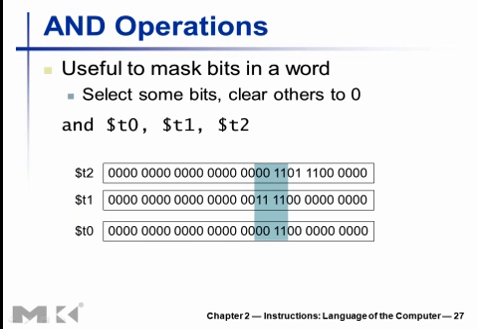First, let's take a look at the AND operation. This is useful to mask bits in a word. You can select some bits and clear the others to 0. For example, in this case, t2 is 0010 0011 here, and t1 is 1111, which simply masks this out. So only these 4 bits are extracted, and the result becomes 0011.